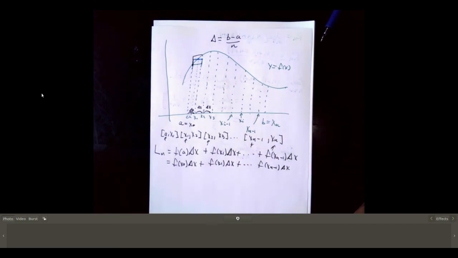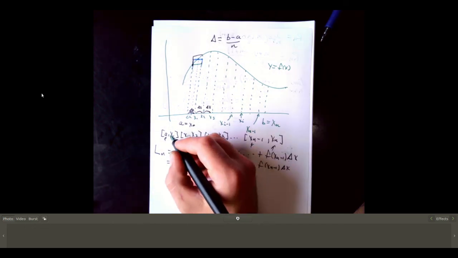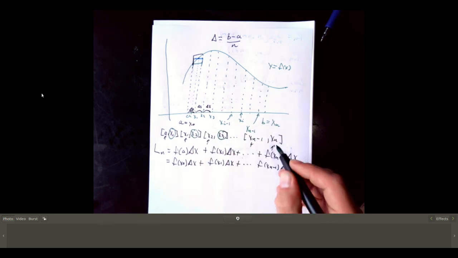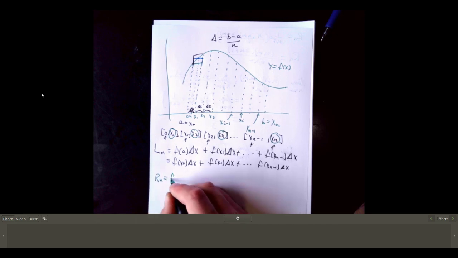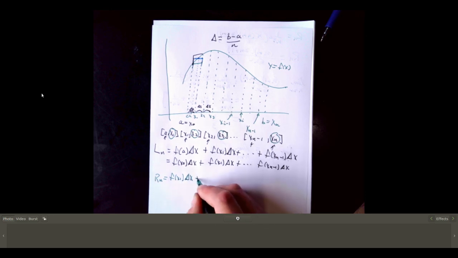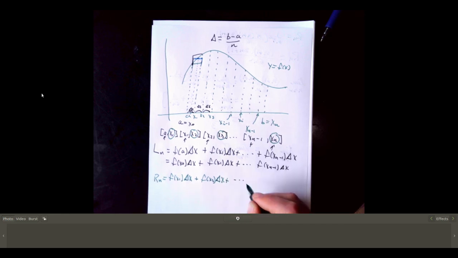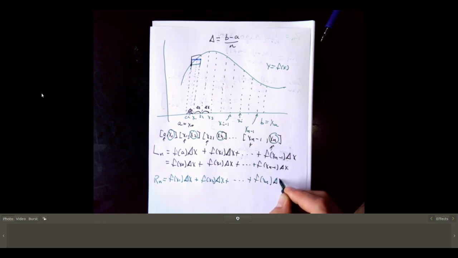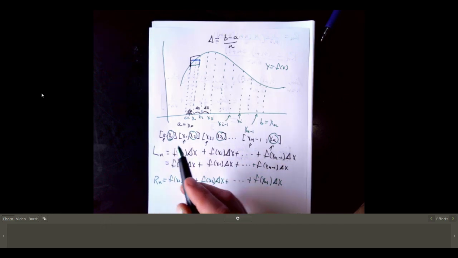For our right endpoints, and we'll talk about delta x here in a second, we use these values. f of x1 times delta x, because we have a height times a width, plus f of x2, height times a width, plus f of x sub n times delta x, because we're using our right endpoints.